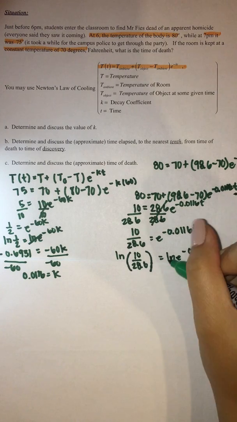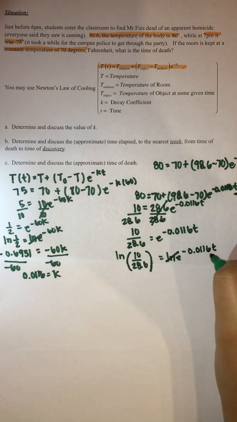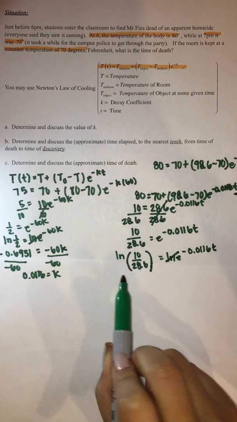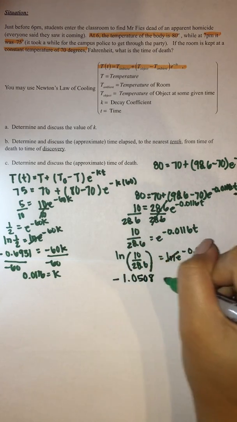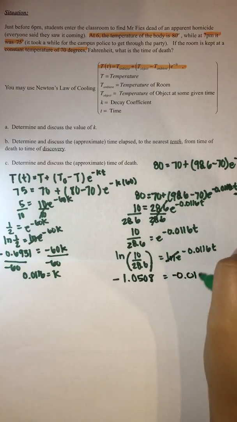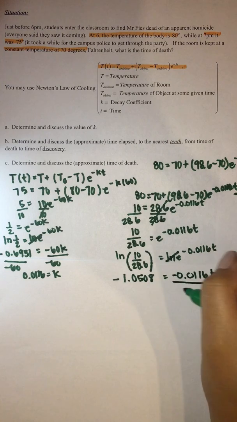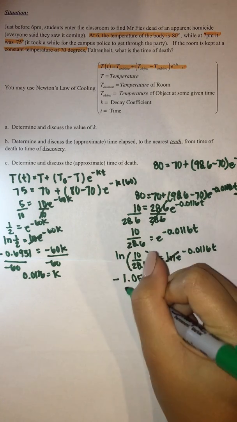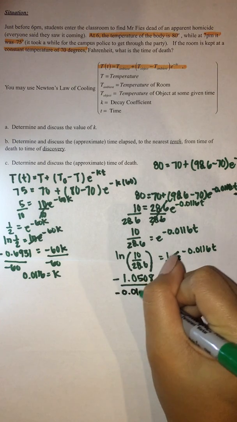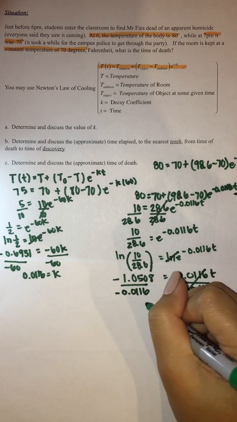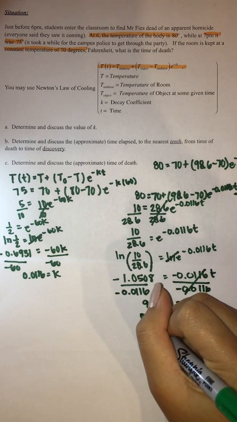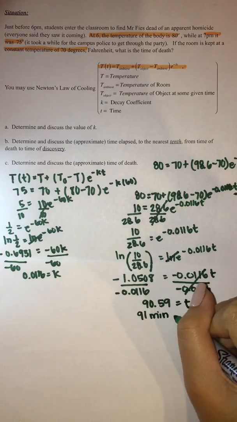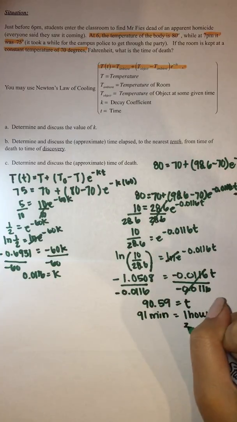Again, natural log of e is 1, so we can mark that out, and negative 0.0116 t becomes the bottom. So when you plug natural log of 10 divided by 28.6, you get negative 1.0508, and that equals negative 0.0116 t. To get t by itself, you divide both sides by negative 0.0116. And so you find that t is 90.59 minutes. We can round this up so it'll be easier on us, so that'll be 91 minutes. We also know that 91 minutes is 1 hour and 31 minutes.